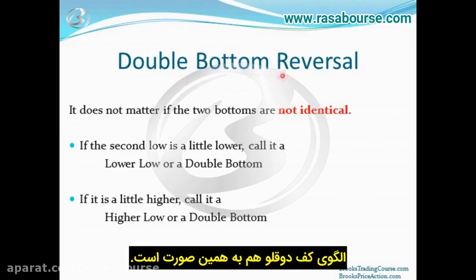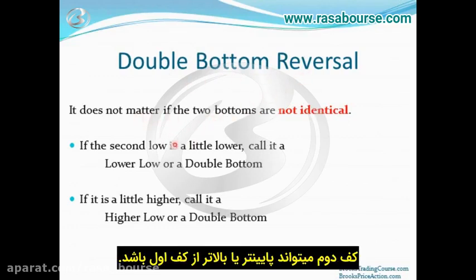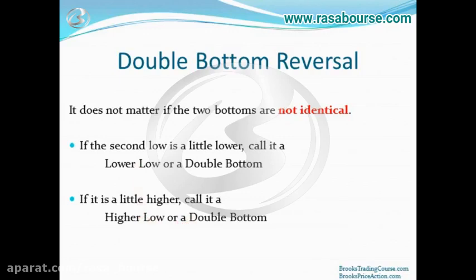The same with the double bottom reversal. Usually the two bottoms are not identical. The second low can be a little bit below the first. It can be a little bit above the first, a higher low. It can be perfect. It doesn't really matter.